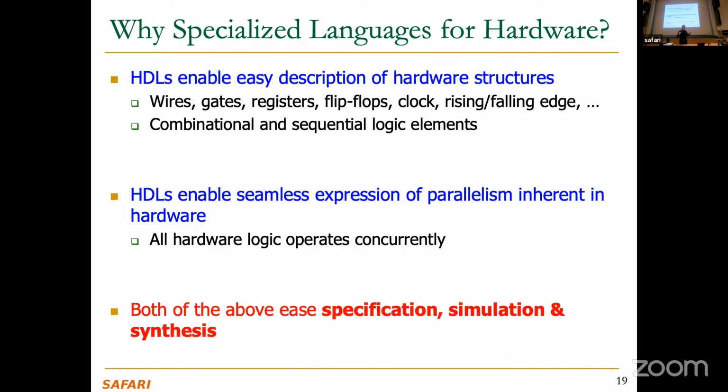And general programming languages like Python don't have this sort of parallelism. I mean, you can have higher level constructs for parallelism like threading in many languages, but that's not the same kind of parallelism we're talking about here. We're talking about every single gate potentially changing its output every single clock cycle, depending on inputs changing, right? And this could be millions of gates at the same time. It's not just a single statement that you write in Python, right? That said, both of these properties enable ease of specification, simulation, and synthesis.